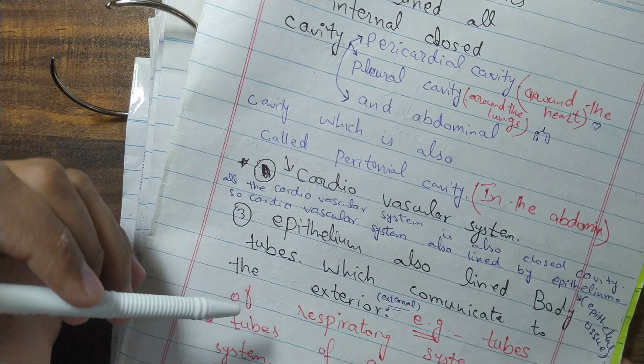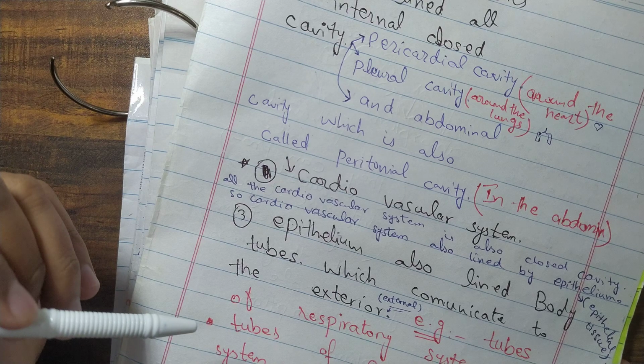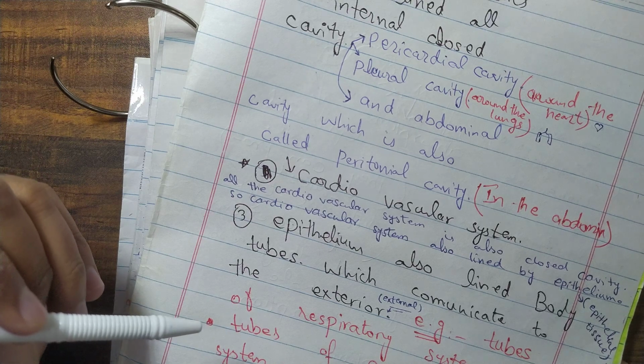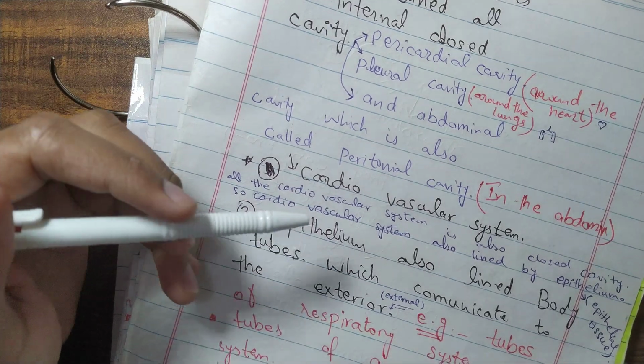The cardiovascular system is also a closed cavity. So the cardiovascular system is also lined by epithelial tissue, or epithelium.